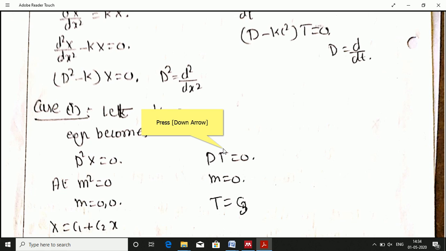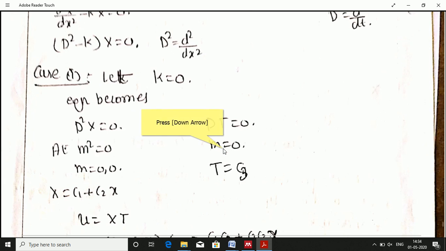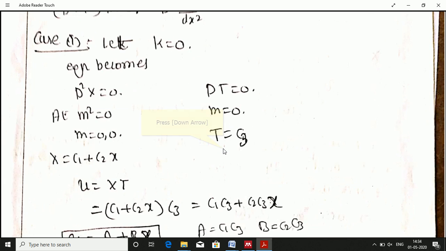For the second equation, when k is equal to 0, it is DT is equal to 0. The auxiliary equation is m is equal to 0. So the solution for capital T is c3 e power 0t. Now substitute the values of X and T into u is equal to XT.